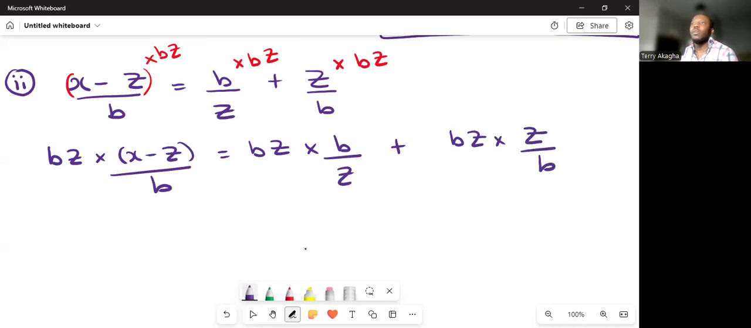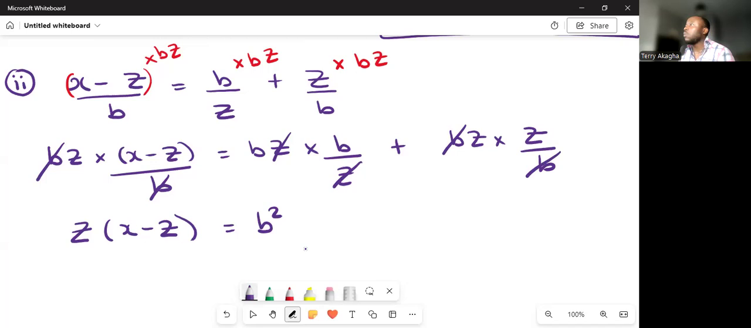All right? So that means this b, we cancel this b. So you're going to have z(x minus z) equal to, this z will cancel this z, it will now give you b squared. And this b will cancel this b, and it's going to give you what? Is that 2z or z squared? Yep, so that will give you plus z squared. So z times z will give you z squared.